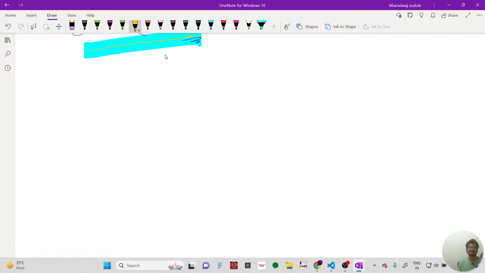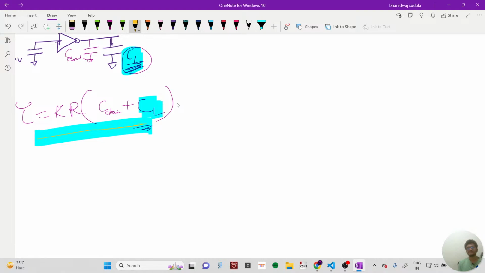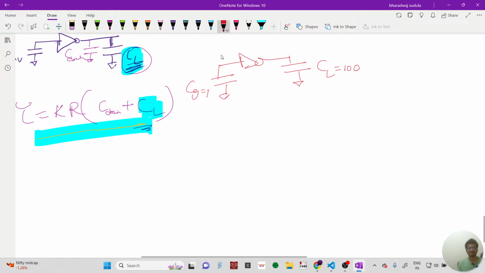Now let's say there is an inverter with a gate cap of 1 farad and a load cap of 100 farad. I said coulombs, but I mean the capacitor C, so farad. In actual ICs, these logic gates won't have this much capacitance; it will be on the order of picofarads. For simplicity, let's consider 100 farad and 1 farad.